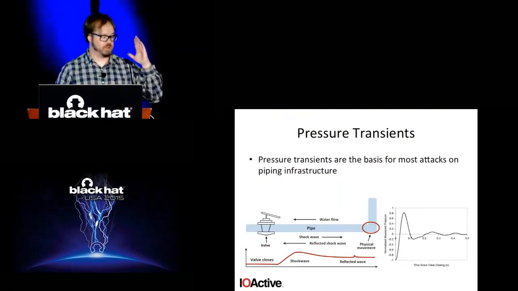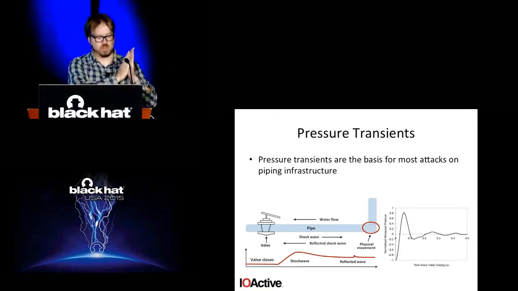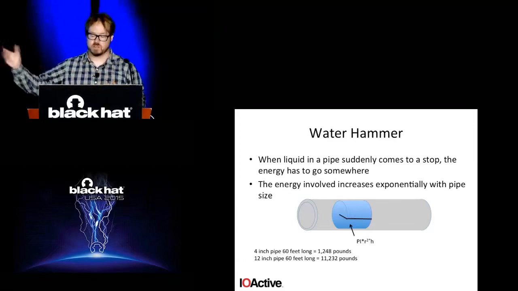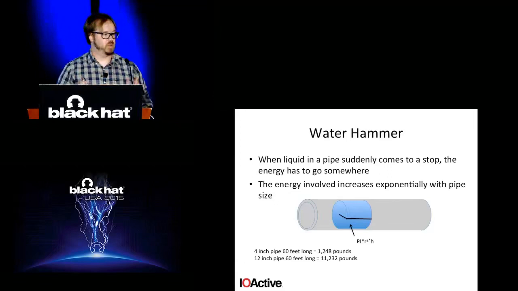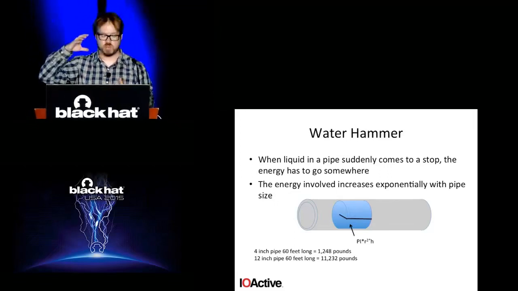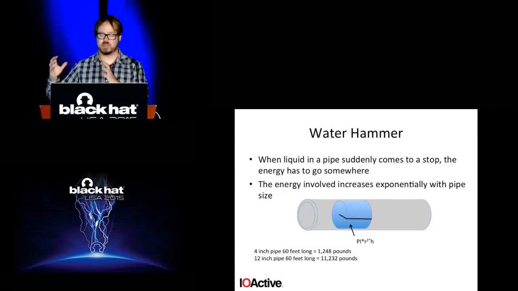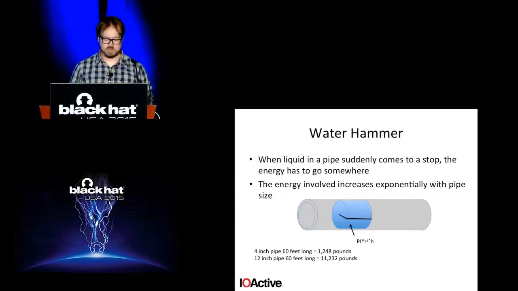In this case, you've got a pipe. If the valve closes fast enough, a pressure transient is going to run from the valve back and reflect off of it. The weight of the water moving through the pipe increases exponentially with the size of the pipe. If you have a 4-inch pipe running 60 feet, you've got about 1,200 pounds of force. But if you have a 12-inch pipe running the same distance, you've got about 11,000 pounds of water running in there. If they're both running at 30 miles an hour, when it suddenly stops, that's a significant amount of force.